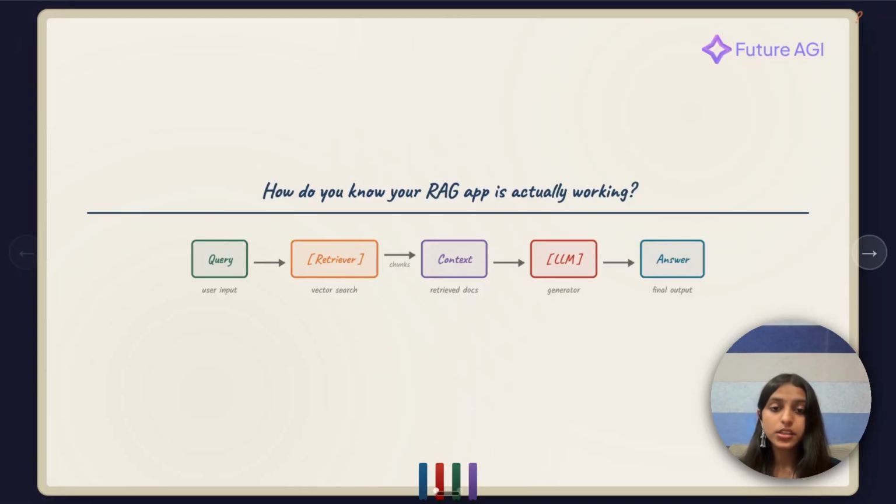This isn't rare. This is most RAG apps in production, and you cannot catch this by manually testing your app and asking it a few questions. You need actual numbers, scores that tell you exactly where a pipeline is broken.